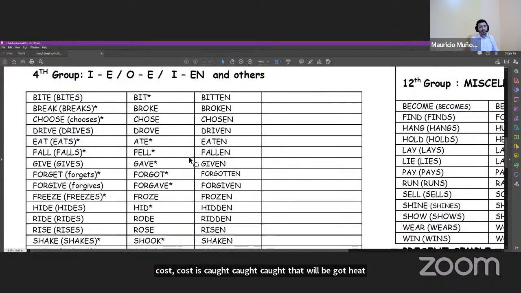En este grupo número 4, lo que vamos a hacer son aquellos verbos, como ustedes observan, en los que las vocales I, E van a pasar de I a E, o de OE, o de IEN. For example, the verb bite, bit, bitten; beat, beat, beaten; break, broke, broken; choose, chose, chosen; drive, drove, driven, and so on. Ahí tenemos ciertas excepciones que están con los asteriscos.